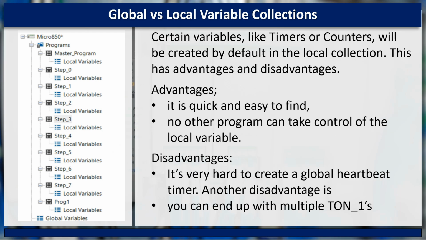Certain variables like timers or counters will be created by default in the local collection. This has advantages and disadvantages. Some of the advantages, well, it's quick and easy to find, and no other program can take control of that local variable. Some of the disadvantages are it's very hard to create a global heartbeat timer, and you can end up with multiple TON_1s.